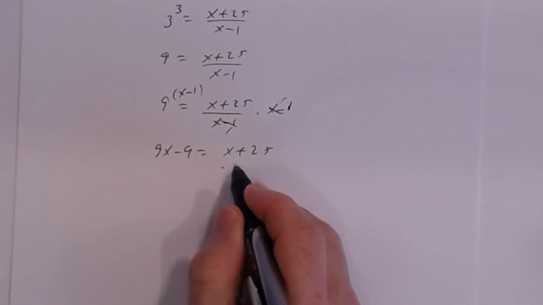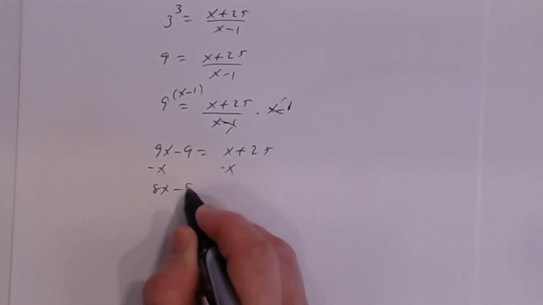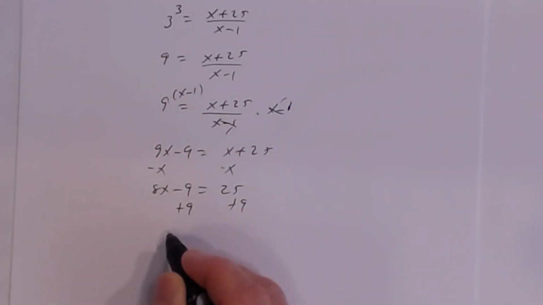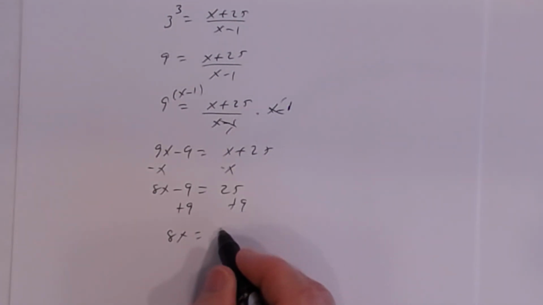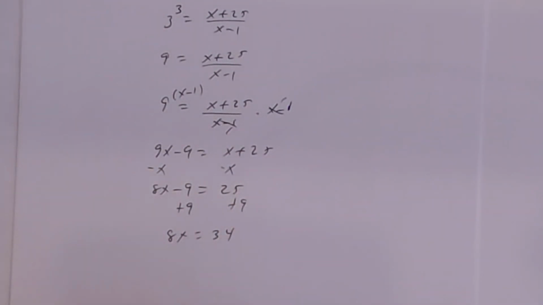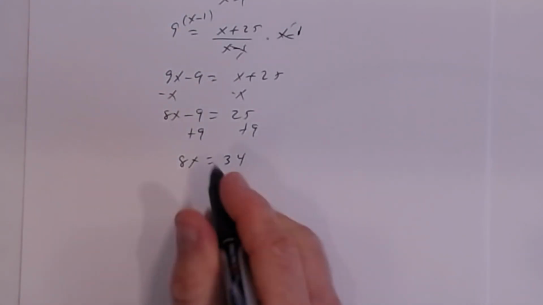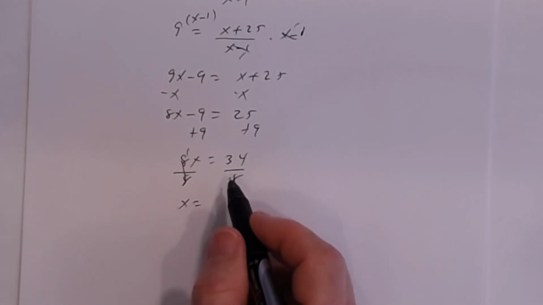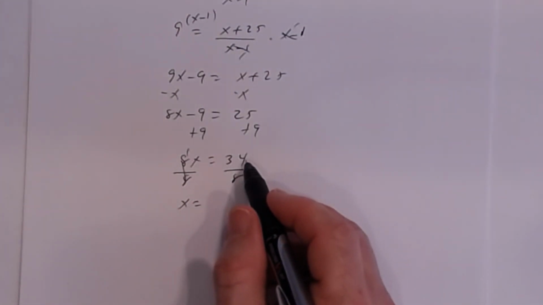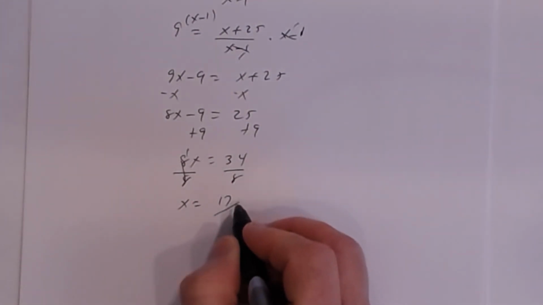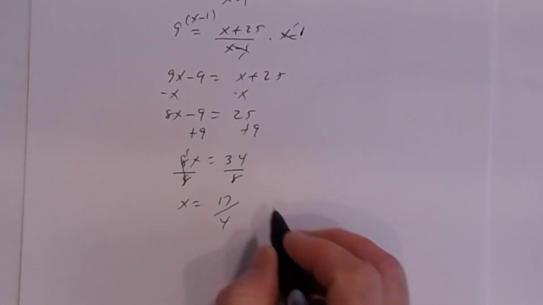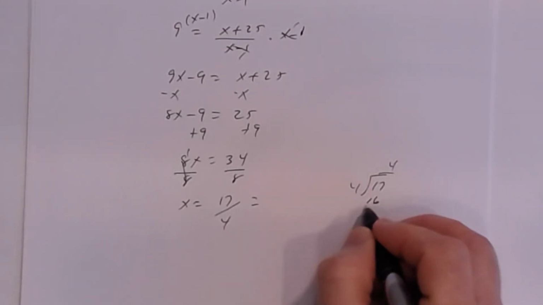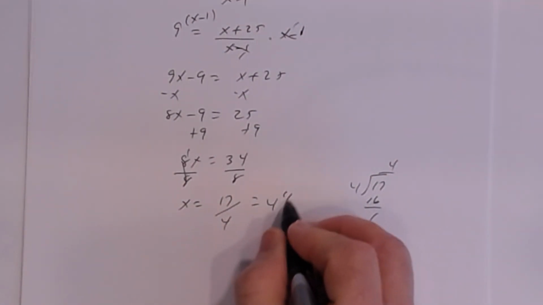Okay, so let's go ahead and subtract x from both sides. So I get 8x minus 9 equal 25. Adding 9 to both sides, I get 8x equal 25 plus 9, which is 34. Divide both sides by 8. And if I reduce, 34 divided by 2 is 17, and 8 divided by 2 is 4. So you get 17 fourths, which as a mixed number is 4 and 1/4.